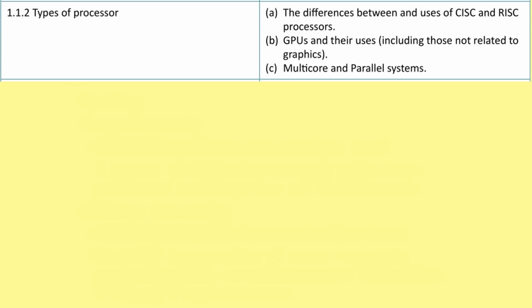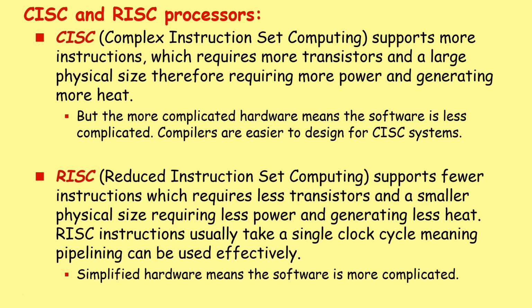Next up, we have types of processor. We'll start this section with CISC and RISC processors. CISC, complex instruction set computing, supports more instructions, which requires more transistors and a larger physical size, therefore requiring more power and generating more heat. But the more complicated hardware means the software is less complicated. Compilers are easier to design for CISC systems.